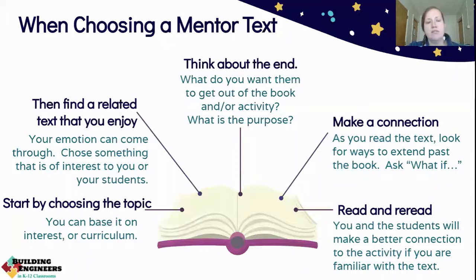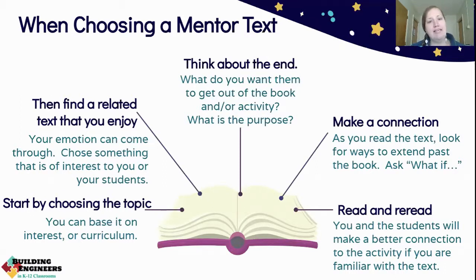When you're choosing a mentor text, there's a few things that you need to keep in mind. We're going to start in the bottom corner where it says start by choosing the topic. That's always my first step. I think through what topic do I want to touch on. It can be based on an interest that the students have. It could be based on their curriculum standards or even a current event that's going on around them. From there, I pick a text that is related to that topic. I try to find something that I enjoy reading because as we read to our students, our emotion comes through our text. If we find something boring, then we're going to lose their interest and they're not going to be as engaged in the activity.